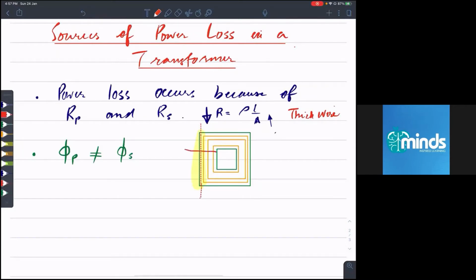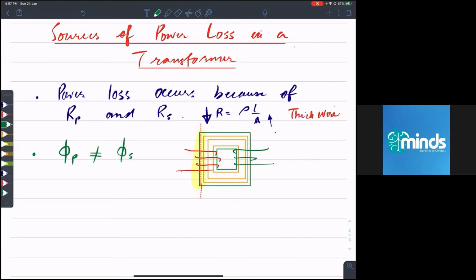This is the primary coil and this is the secondary coil. Now I hope you will agree. The flux passing through primary is not the same as flux passing through secondary. Are you getting it? Because there could be a line of force that escapes the core of the transformer. That core is used for this purpose only, so that lines of force remain within the core.